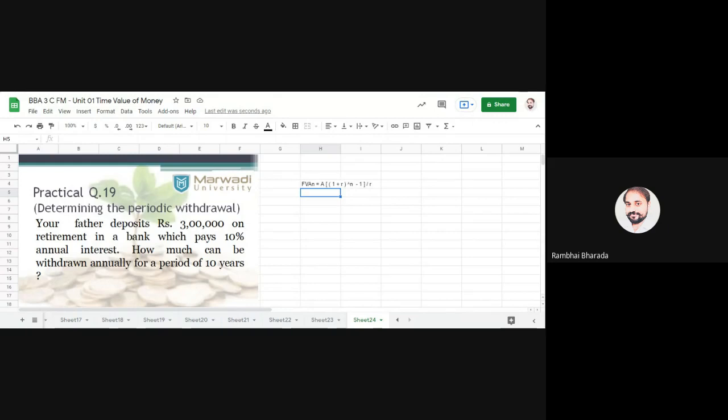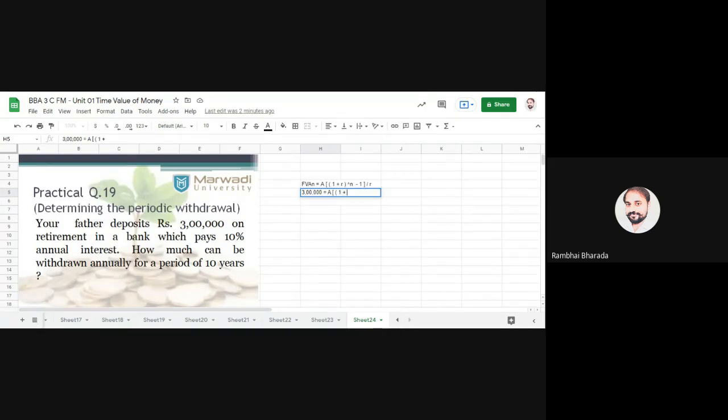Sir, when we have annual interest, we are required to find future value, my dear. Whenever interest rate is there, it means a future value. Or whenever discounting rate is there, it means present value. So here, FVAN is already given to you. How many? 3 lakh rupees is equal to A is missing. A means annual amount that is supposed to be deposited every year.